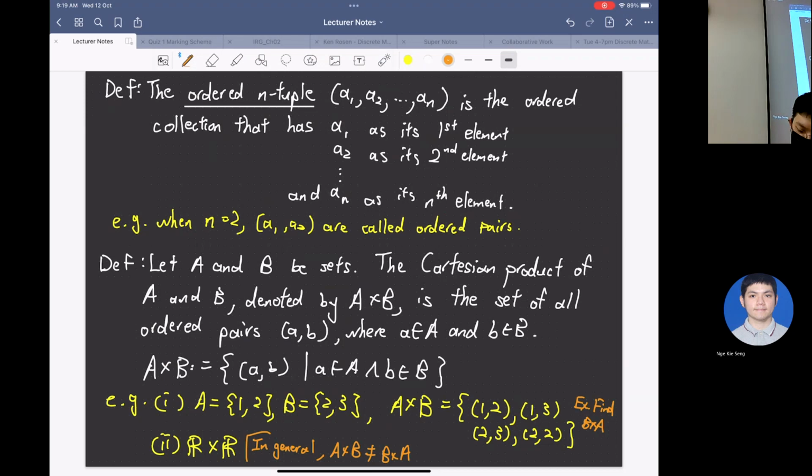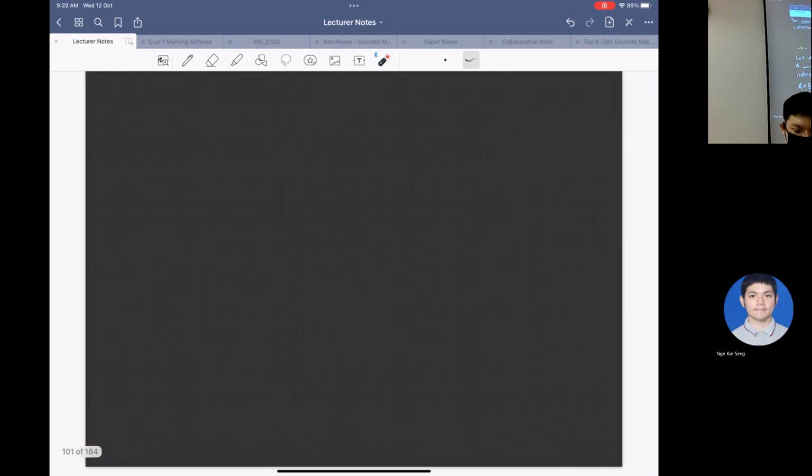And then you can also try to generalize this definition to products of sets, using this ordered n-tuple definition here. Okay. Any questions? Okay, next.